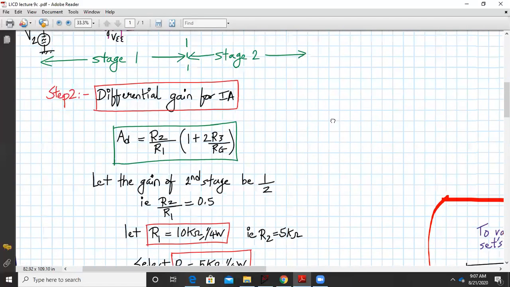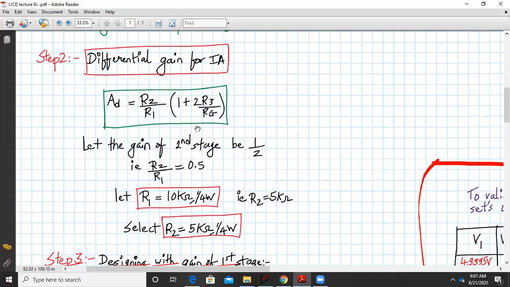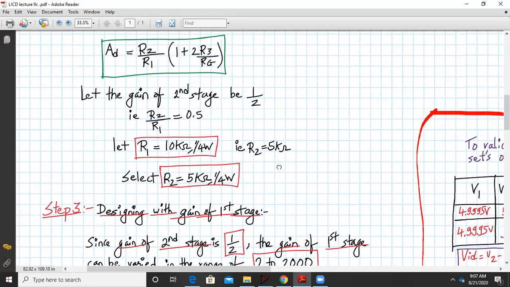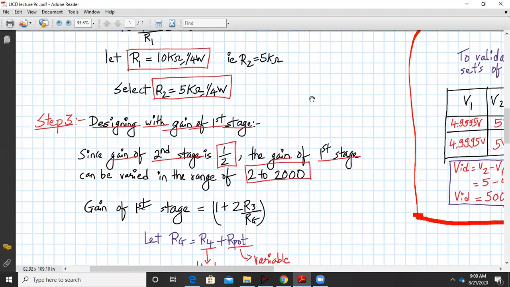Step number 2 is writing the differential gain formula for the instrumentation amplifier, which is given by AD is equal to R2 upon R1 into 1 plus R3 upon RG. First let us consider that the gain of the second stage is half. So the gain of the second stage is given by R2 upon R1, that is equal to 0.5. If we consider the value of R1 as 10 kilo ohm, then the value of R2 is coming out to be 5 kilo ohm. So that decides the two values that will make the gain of the second stage half. Now let us move on to the gain of the first stage.